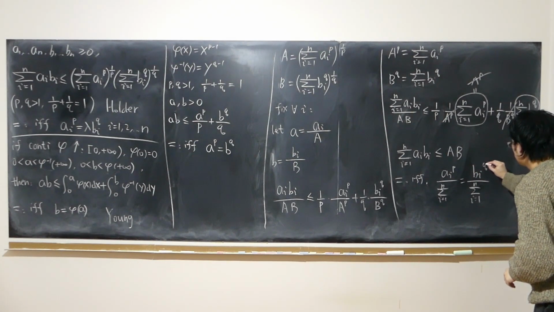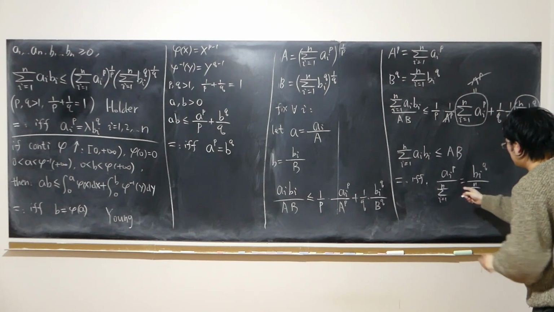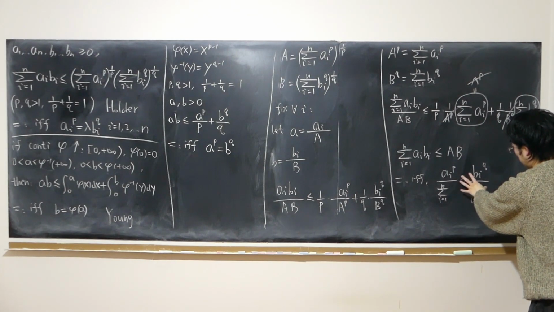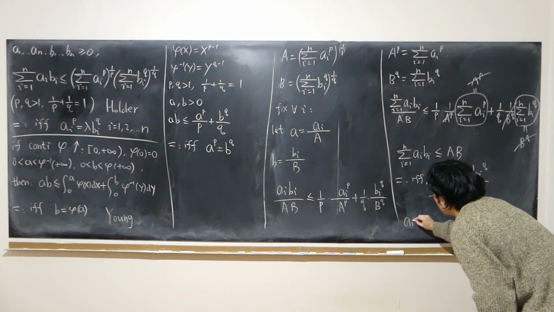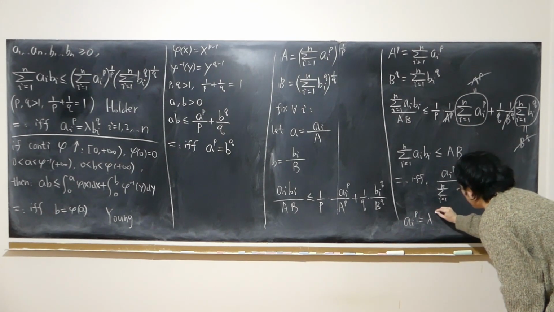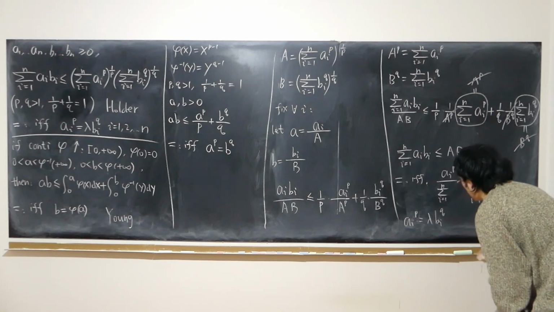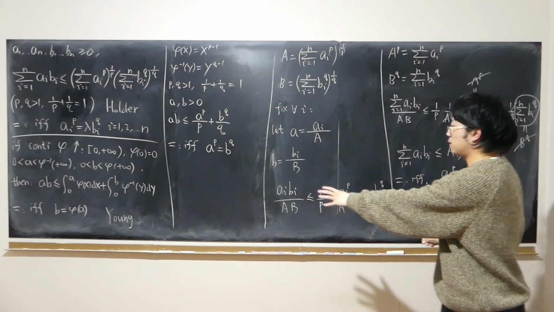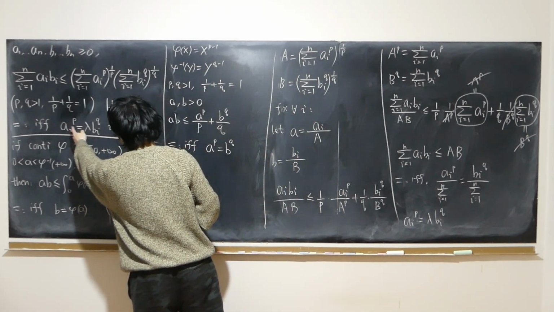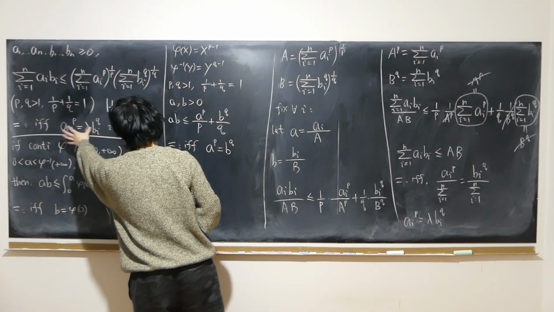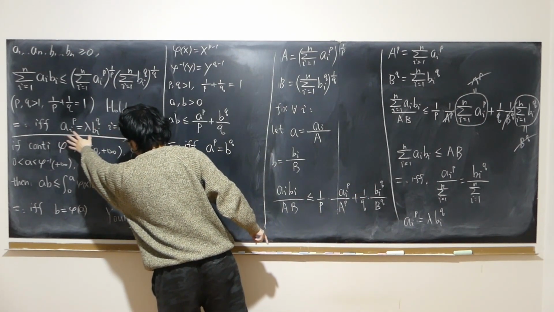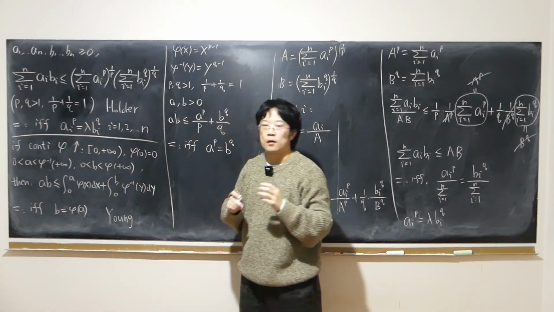Okay. So in other words, I have this multiplied over to there, constant over constant, still a constant. So I still have ai to the power of p is equal to some constant times bi to the power of q. So like I said, really, the equal sign holds if and only if every ai to the power of p and bi to the power of q are proportional.